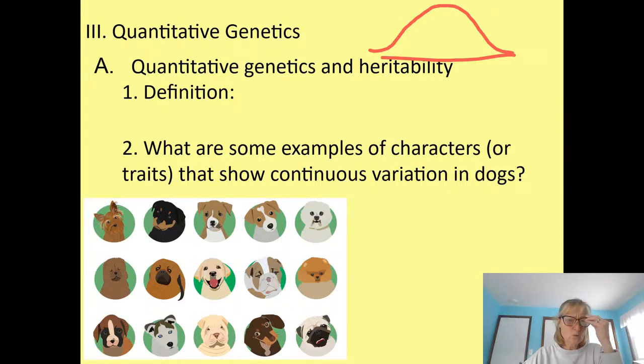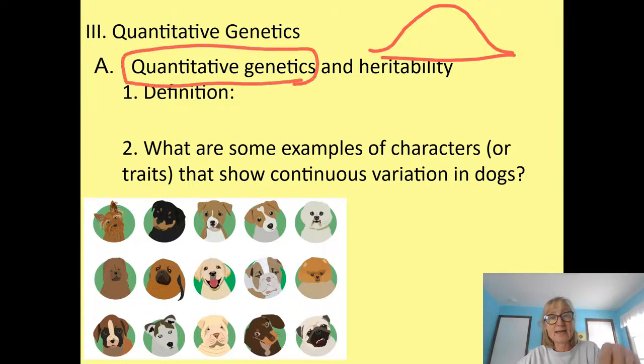But the study of quantitative genetics is a study of characters that show continuous variation and the study of the mechanisms that underlie these variations. So that's what we're trying to do if we're engaging in quantitative genetics. Let's look at these really complex traits that show continuous variation. Let's try to figure out the mechanisms that underlie this variation.